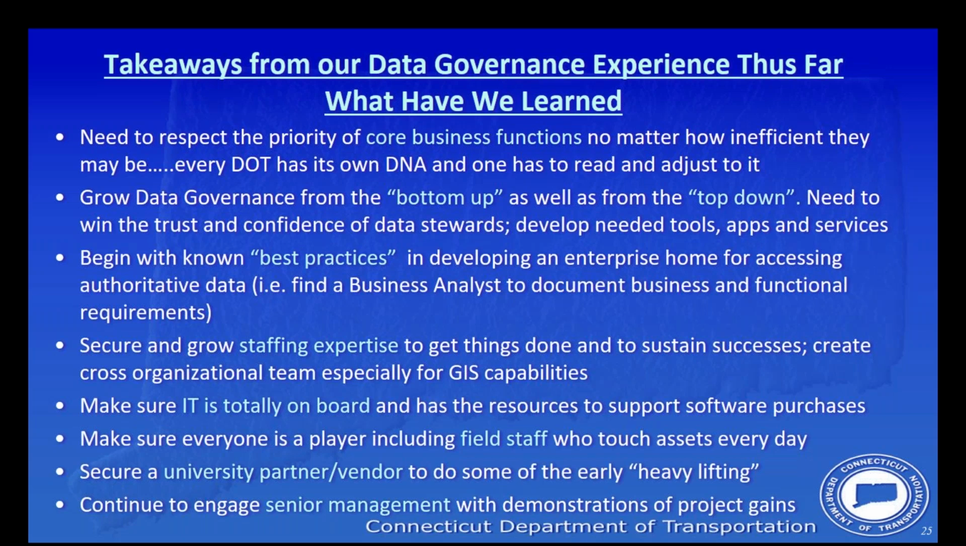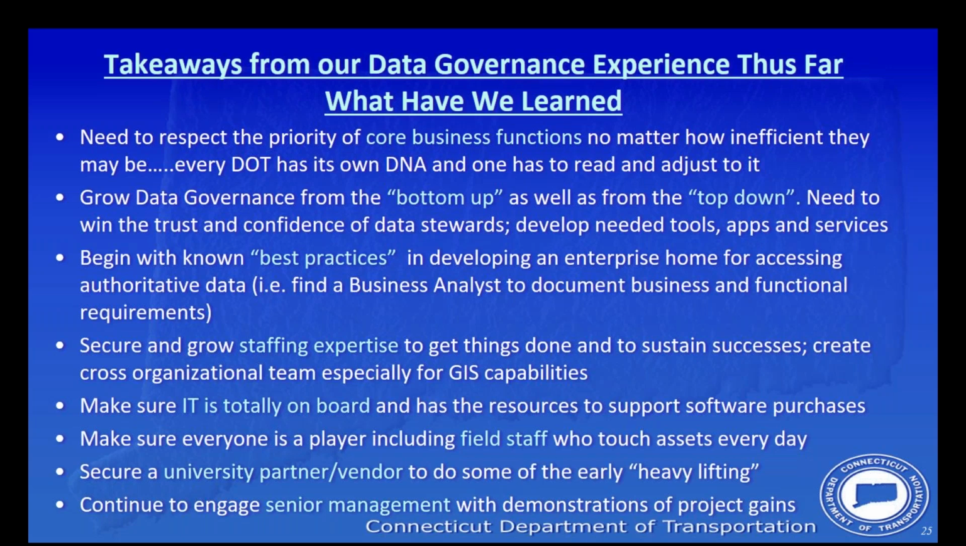And then finally, a couple of final points here: secure a university partner or vendor to do some of the early heavy lifting. We think UConn's going to really speed up this process for us and help us to deliver a workable set of products by the fall of next year. And then, of course, continue to engage senior management with demonstrations of project gains.